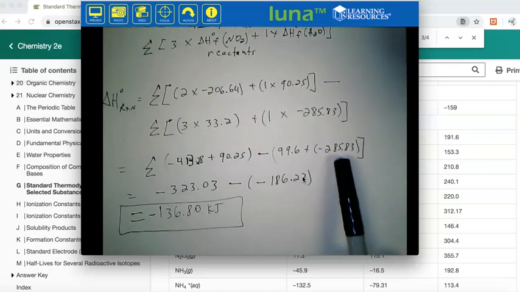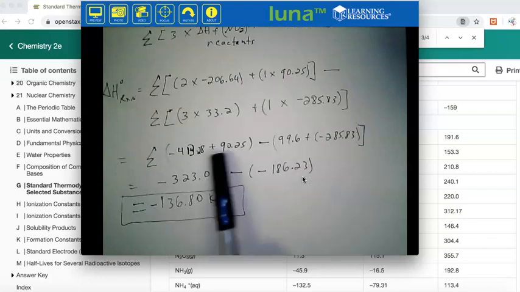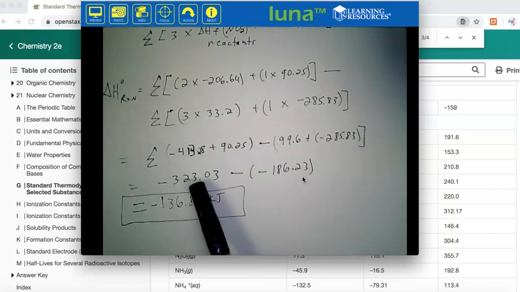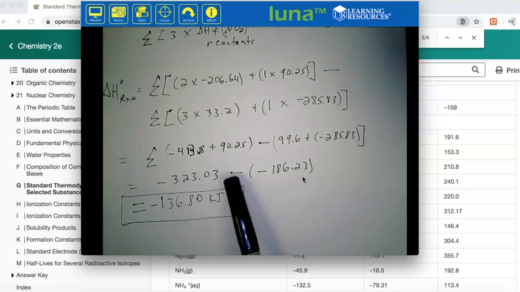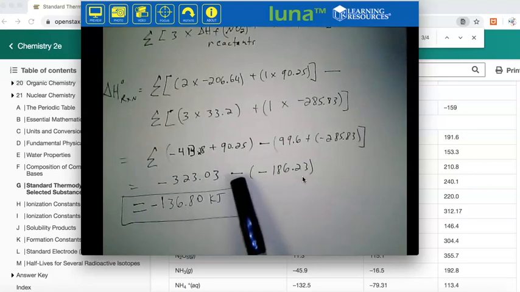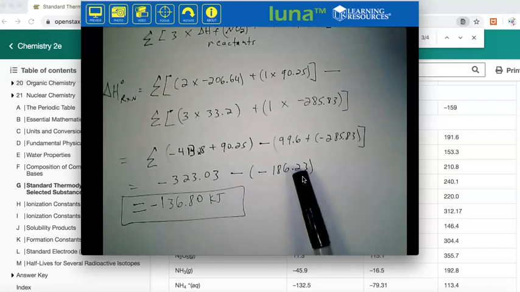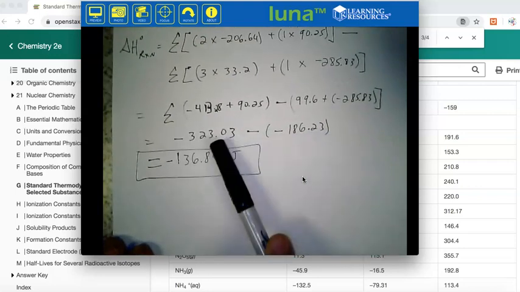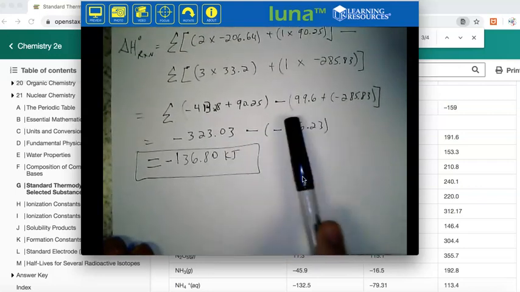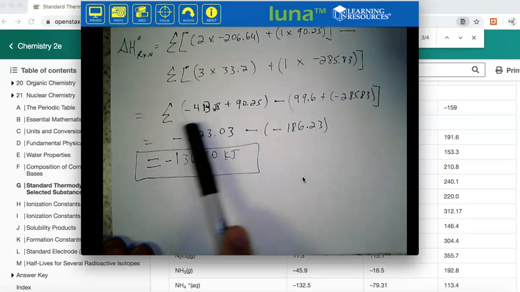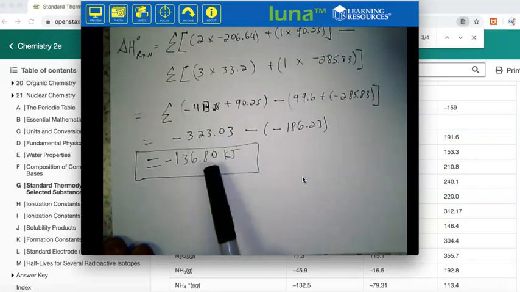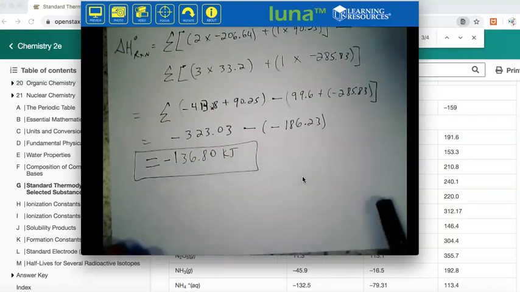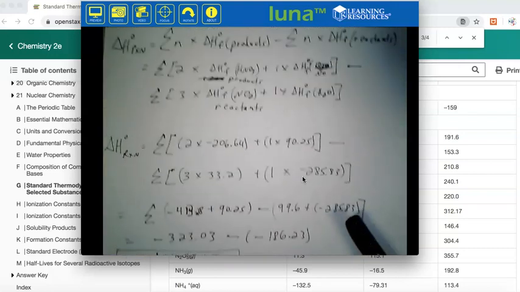Okay, and then here I'm going to add up my products and my reactants. My products end up being negative 323.03, minus my reactants added together, which equal negative 186.23. When I take the difference, this number becomes positive and this number stays negative, and I end up with negative 136.80 kilojoules. Okay, and so that is example 5.50.